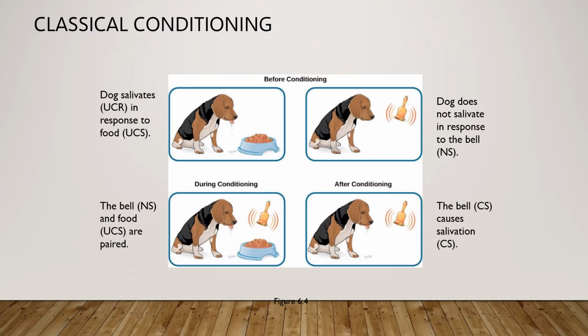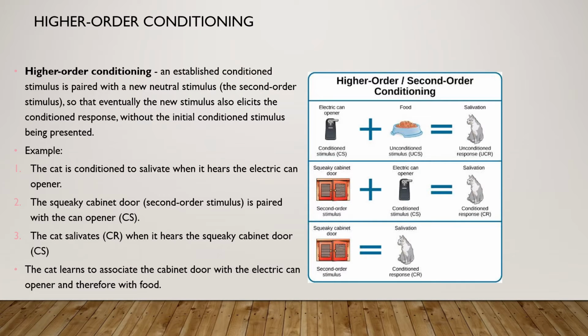No real meaning. I mean, I liked fish, little Albert liked the white rat, but it didn't really cause any specific response. Then during conditioning, we have the bell, which is the neutral stimulus, and the food that are paired. And then after conditioning, now we have a conditioned stimulus causing salivation. Now, some of you might wonder about more associations or higher level associations that we can make.